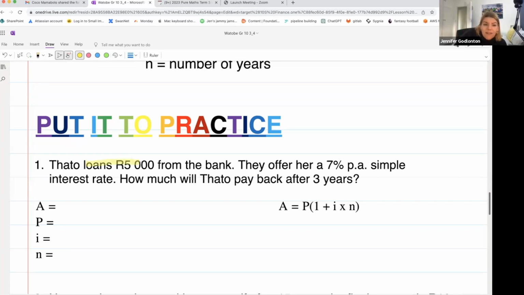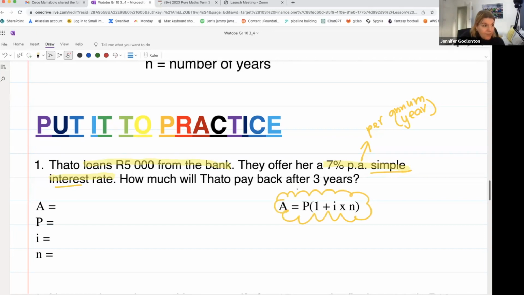Tato loans 5,000 Rand from the bank. Okay, they offer her a 7% per annum simple interest rate. For those of you who have not seen this before, that PA stands for per annum, which means per year. Okay, so that's saying 7% per year. They've told us it's simple interest, which means we know we are going to use this formula here. Exactly the same formula. How much will Tato have to pay after 3 years?